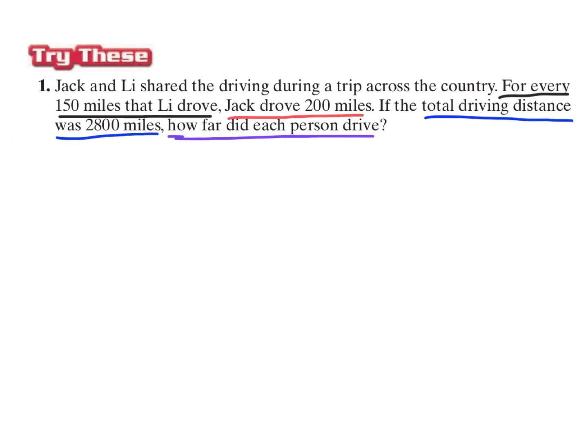Look at the try these. Number 1, Jack and Lee shared the driving during a trip across the country. For every 150 miles that Lee drove, Jack drove 200 miles. The total driving distance was 2,800 miles. How far did each person drive? Okay, so we got 150 and 200. Gives us 350 total.